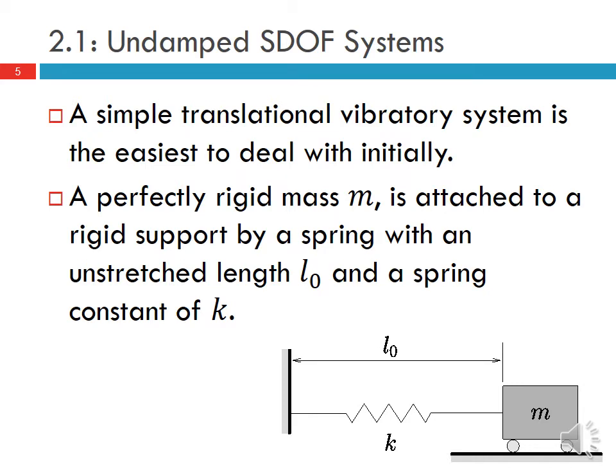So a simple translational vibratory system is the easiest to deal with initially. So in this case, we have a perfectly rigid mass of value m attached to a rigid support. So this is a fixed support here, by a spring with an unstretched length of L naught. So this is the unstretched length of this spring, and a spring constant of k. So this describes the stiffness of the spring.